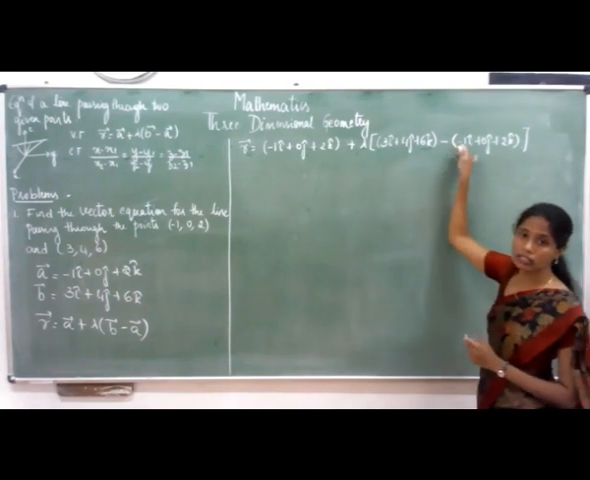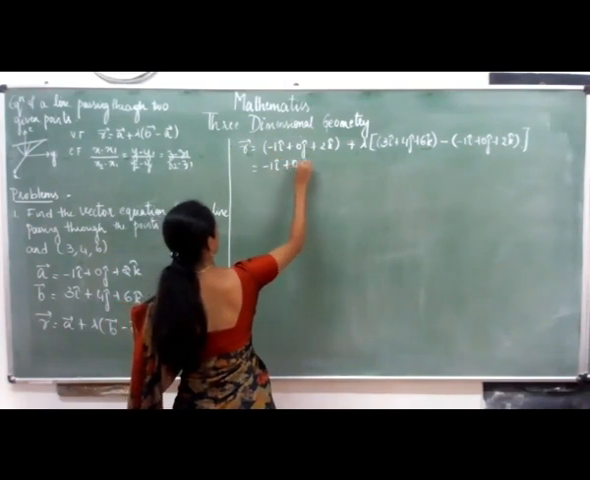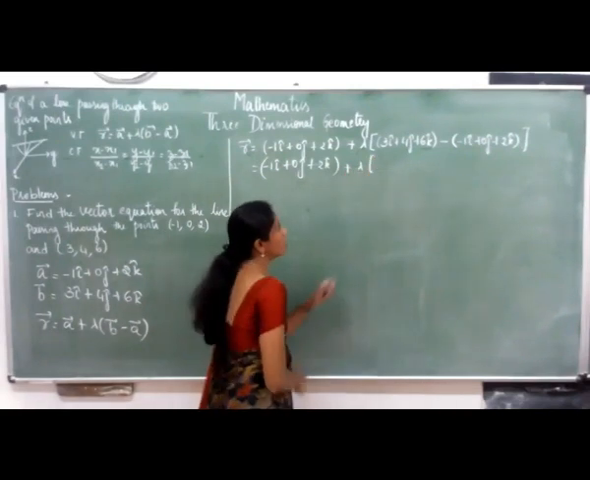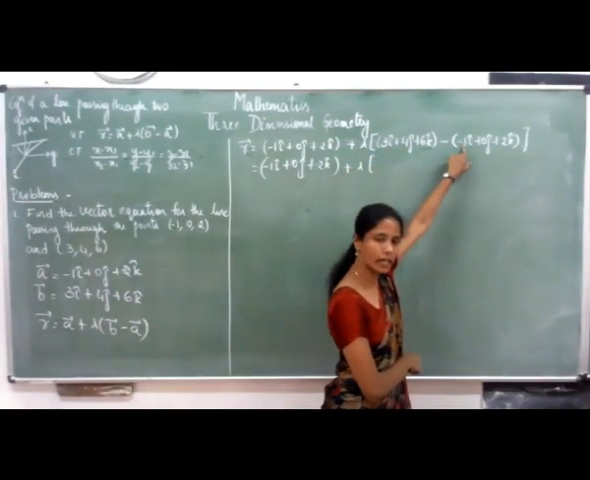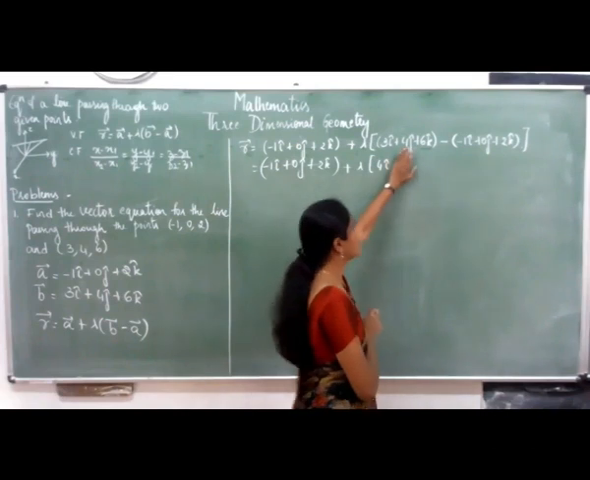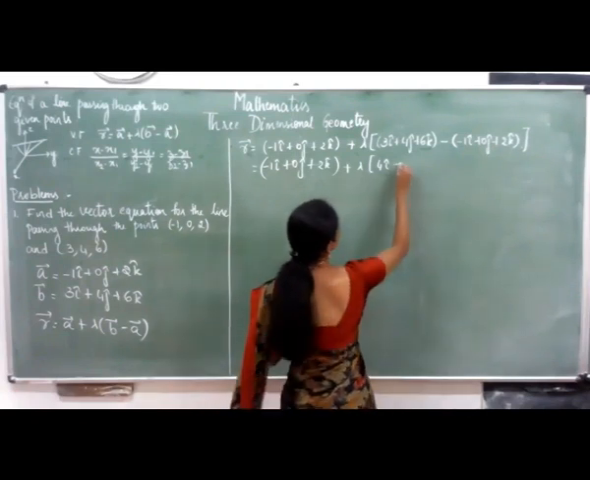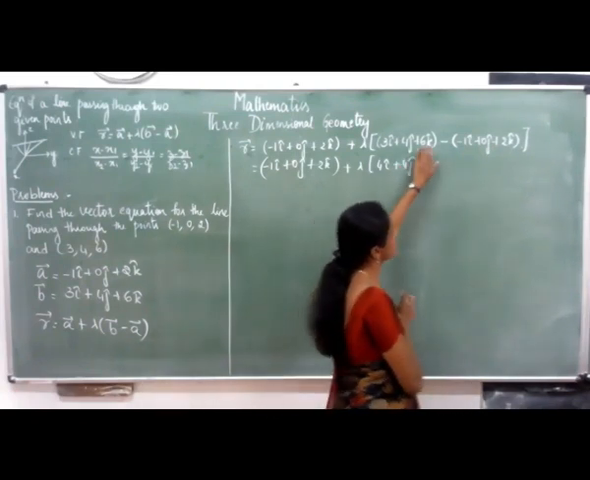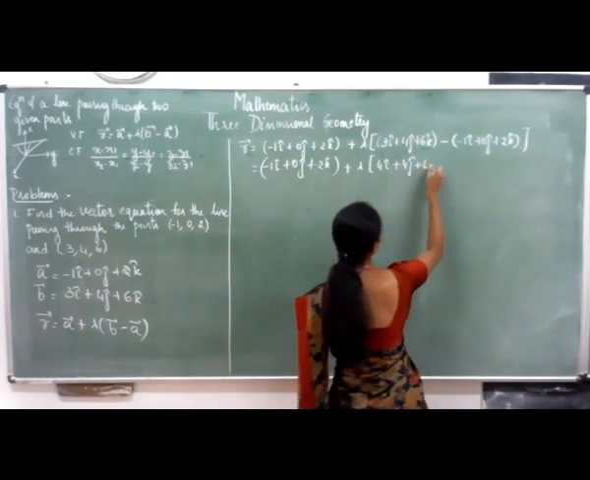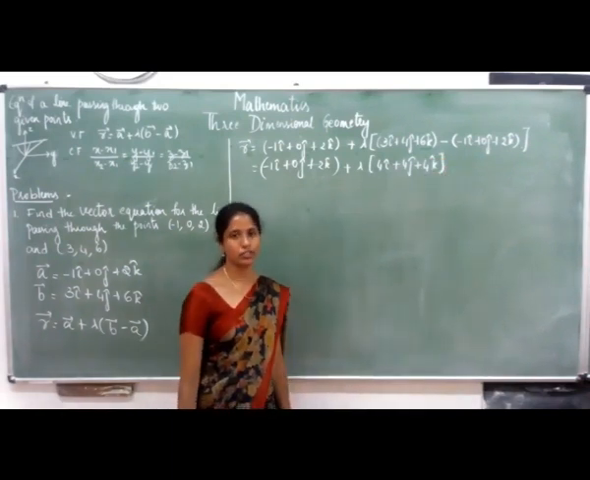Okay, now you should simplify this. You should subtract these two vectors. So this is equal to minus 1 i cap plus 0 j cap plus 2 k cap plus lambda times. Now we have 3 minus of minus 1, it is 4. So 4 i cap, then 4 minus of plus 0, so 4 minus 0 is 4, plus 4 j cap. Next 6 minus of plus 2, 6 minus 2 is 4. So plus 4 k cap. So this is the vector form of the equation of the line.